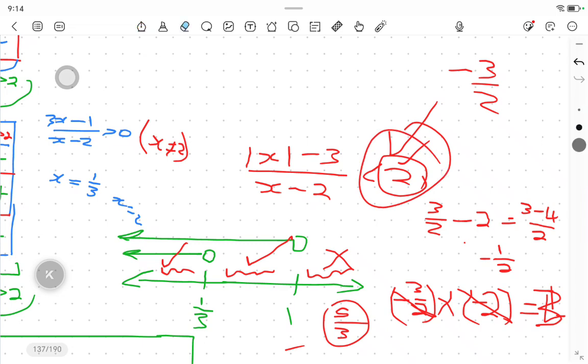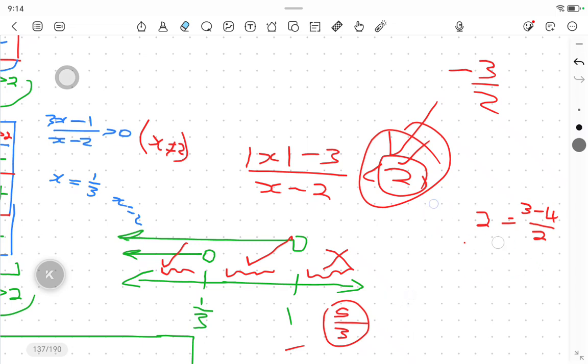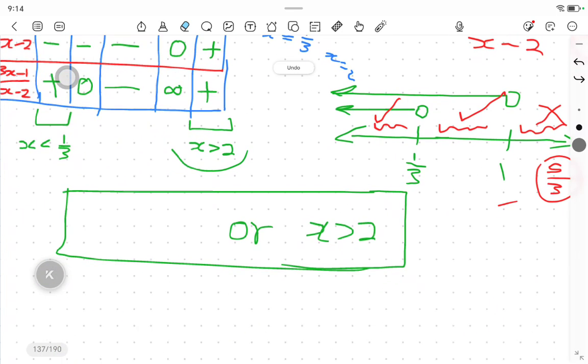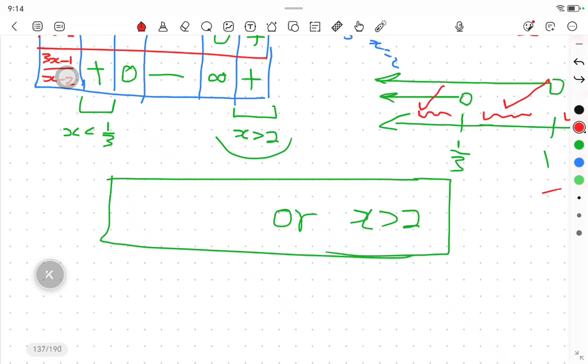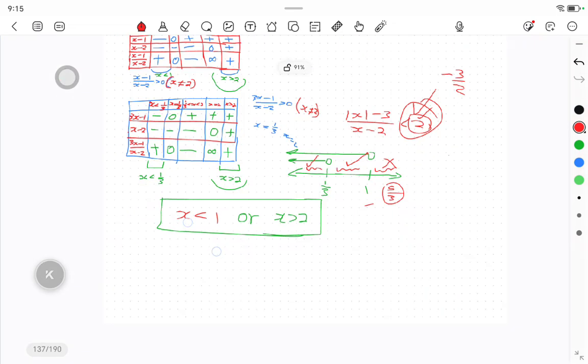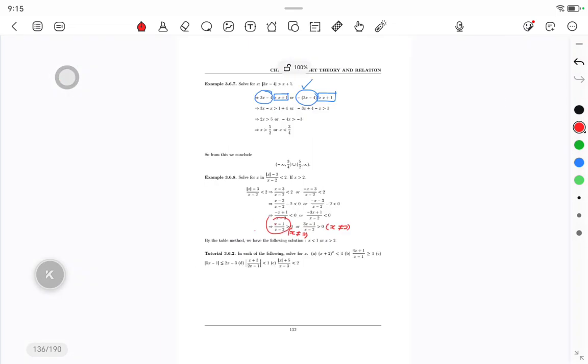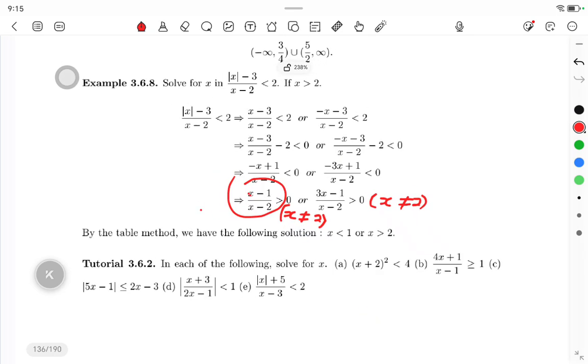You see, right? So it means that we are not going to include it. So it means that we're going to take this one, right, and everything below it, because that one was satisfied. So when we come here, we're going to say all x less than 1. So that will be the solution set. We can check what they decided the solution was. Yeah, you see, right? They say by the table method, we have the following solution, which is x less than 1 or x greater than 2.